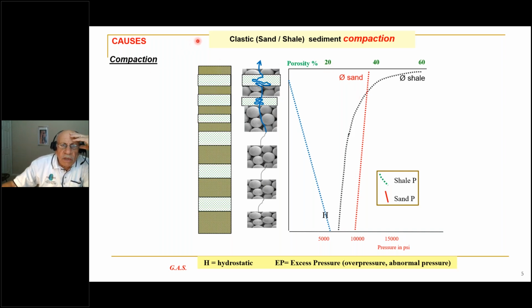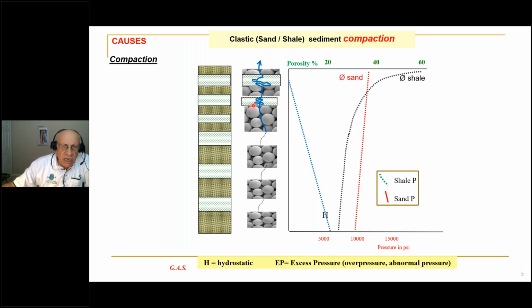So we have two lithologies here. We have the sand and the shale. Okay, I'm talking about now sedimentary rocks, clastic rocks. I'm not talking about limestone. I'm not talking about anything else. So here is a column of sand and shale. And let's see what the behavior looks like during the compaction and how we're going to form compartments.